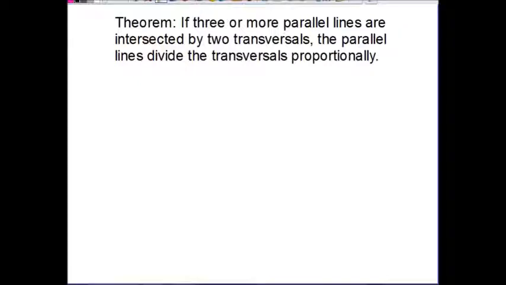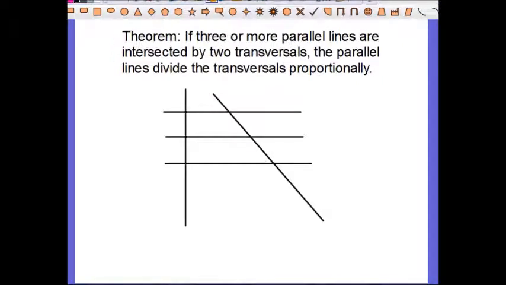For our next theorem, it says, if 3 or more parallel lines are intersected by 2 transversals, the parallel lines divide up the transversals proportionally. So let's take a look at what that looks like. First and foremost, I'm going to start off with 3 parallel lines. So I have my 3 parallel lines and my 2 transversals.